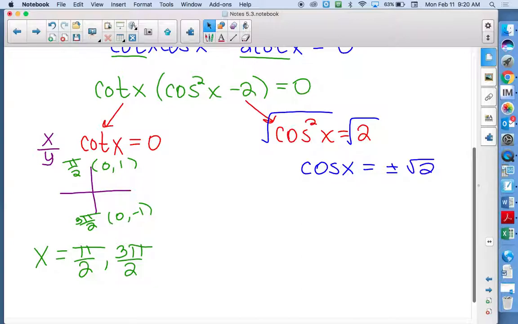Colleen? So she said pi over 4, which is close. What is the cosine equal to of pi over 4? The square root of 2 over 2. So this is just the square root of 2. He said pi over 8. Cut it in half. Why not?